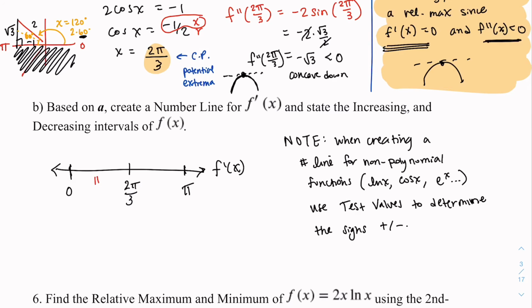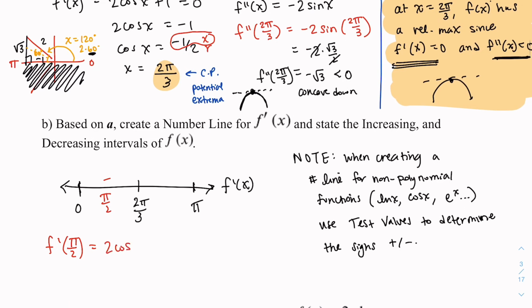I'm going to choose pi over 2, which is 90 degrees, which for sure is less than 120. So I'll use pi over 2 and plug it into f prime, so I can see if this is positive or negative in this region. Cosine of pi over 2 is x over r, and x over r there is 0. So 2 times 0 is 0, plus 1 is just 1. That's positive, so that means between 0 and 2 pi over 3, f prime is positive, so f is increasing.